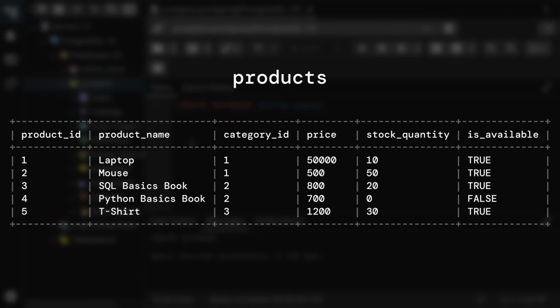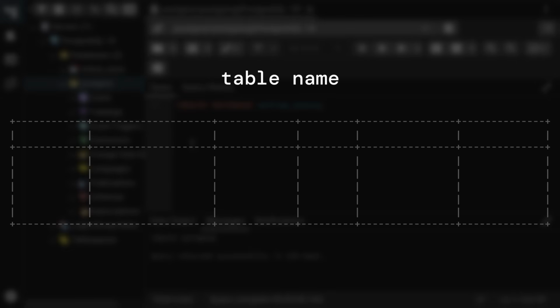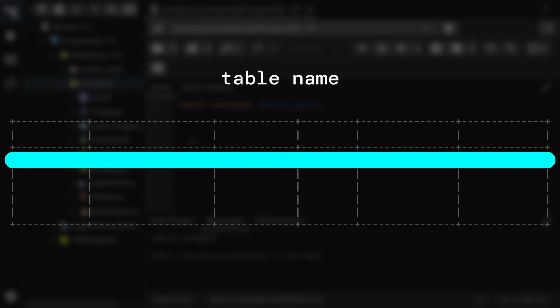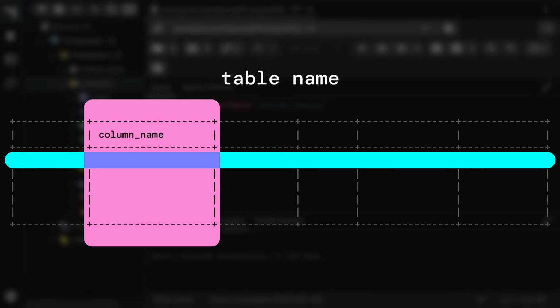So the same idea applies to different tables. A table stores related data. Each row represents one record. And each column represents one type of information about that record.